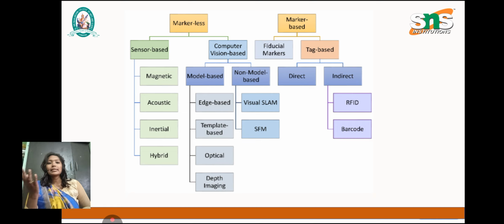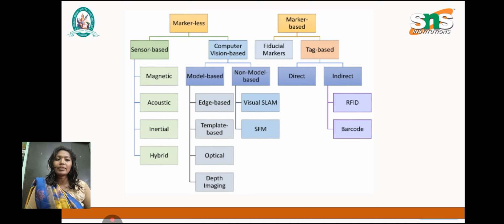One is markerless and the other is marker based tracking. In markerless we use two types, sensor based and computer vision based. In marker based, one is a fiducial marker and the next is a stack based marker, which is direct or indirect. Marker based focuses on what the markers will be, and markerless uses sensors like hybrid, optical, and edge based.